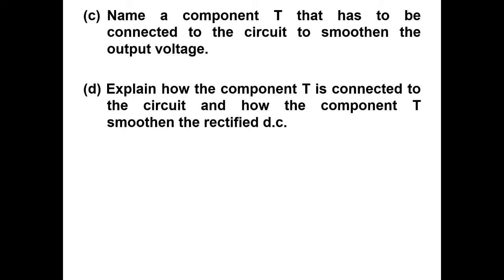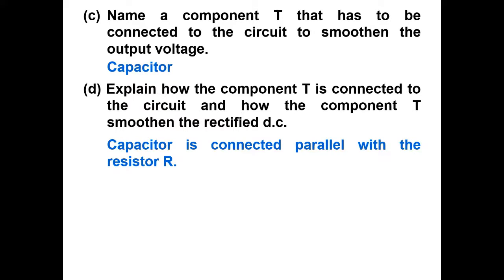And then C, name a component T that has to be connected to the circuit to smoothen the output voltage. If we want to smooth the current, we need to add in a capacitor. Explain how the component T is connected to the circuit and how it smoothens the rectified DC. The component T, the capacitor, must be connected in parallel with the resistor R.